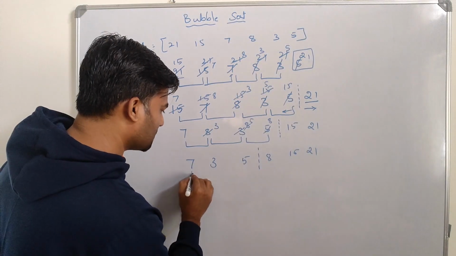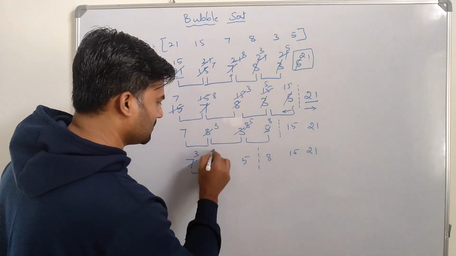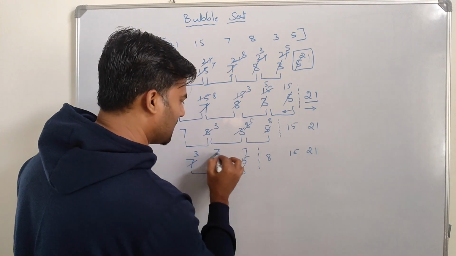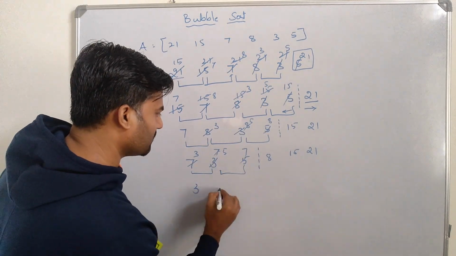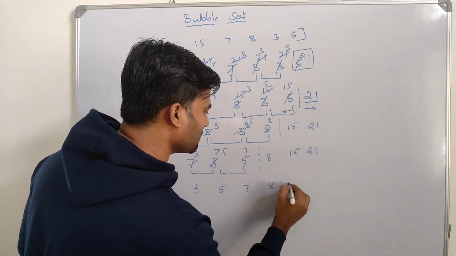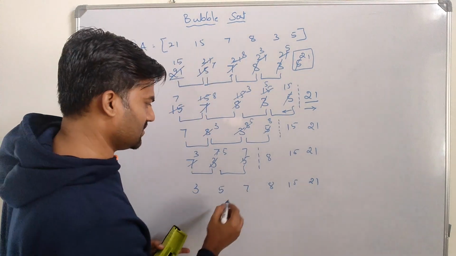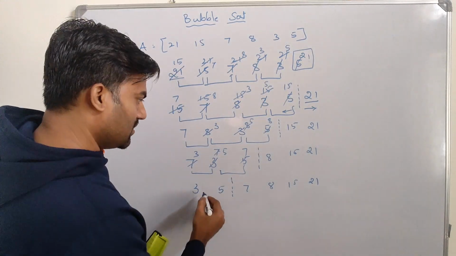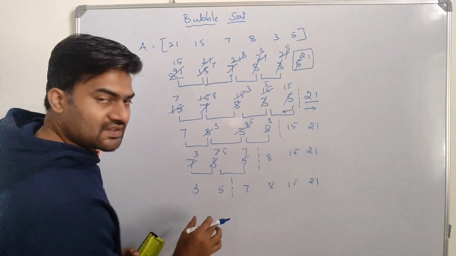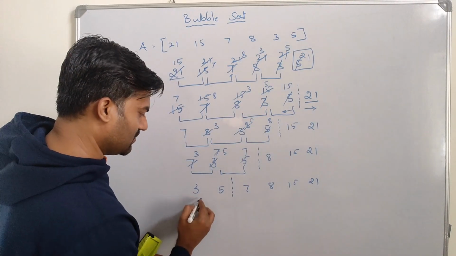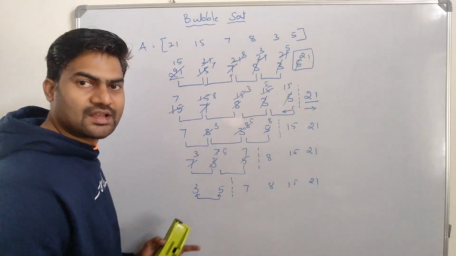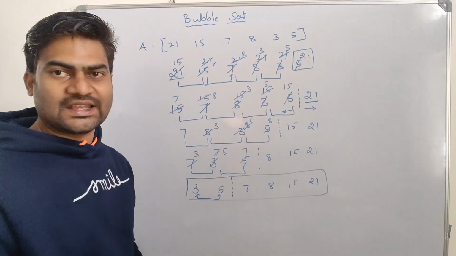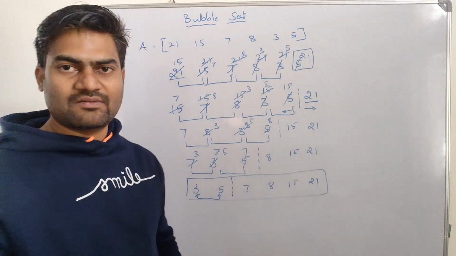We will repeat the same thing. Out of these two, 7 is bigger, so swap. Out of these two, 7 is bigger, so swap. Now at the end of this iteration we get something like this. Till here the array is sorted, the rest is unsorted. Now we need to repeat this process till this element. We simply check, and they are already in their sorted position. So at the end of all the iterations we finally get the sorted values.